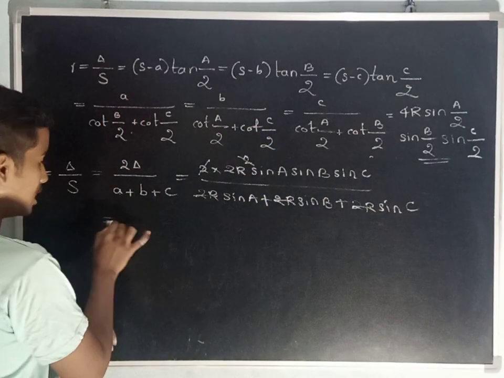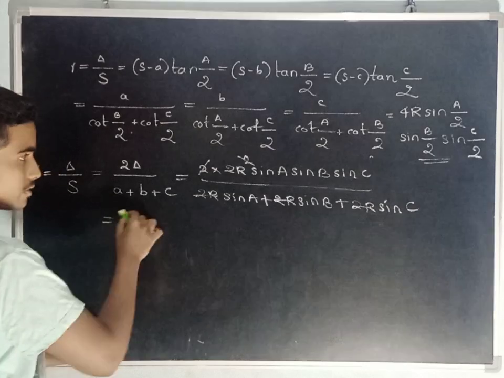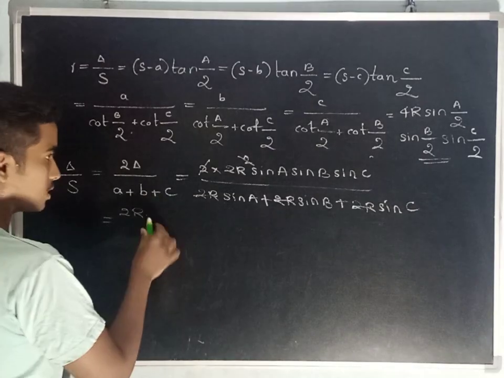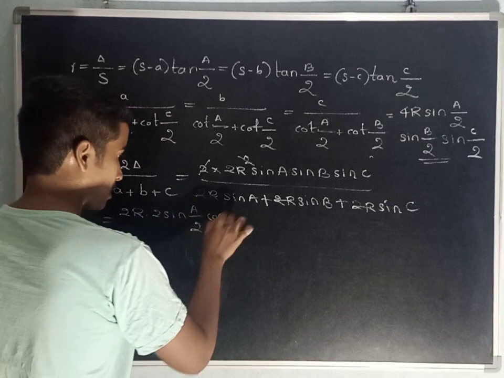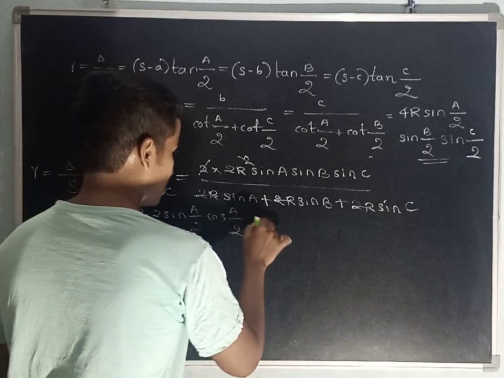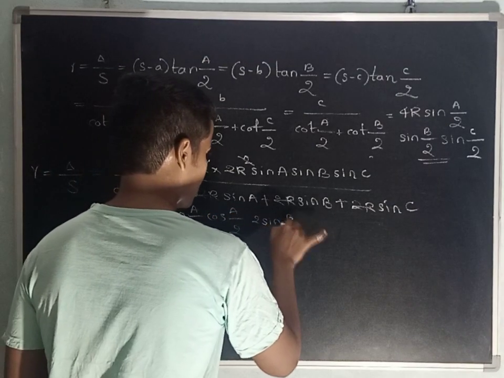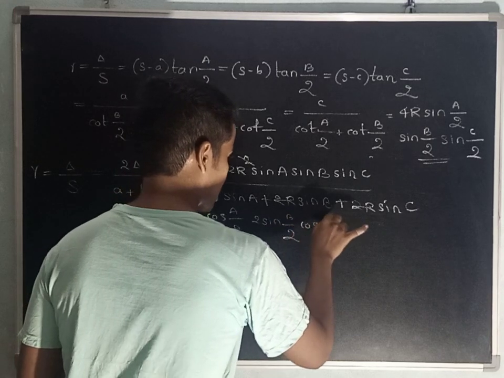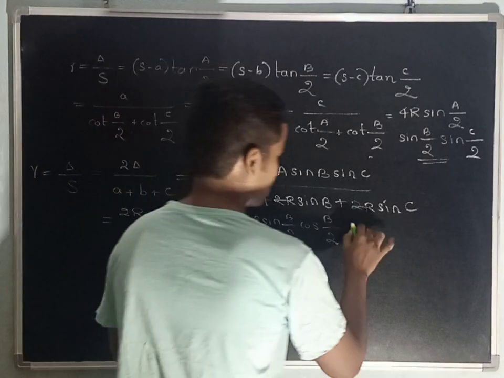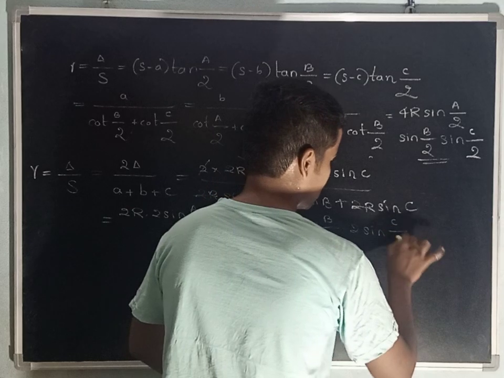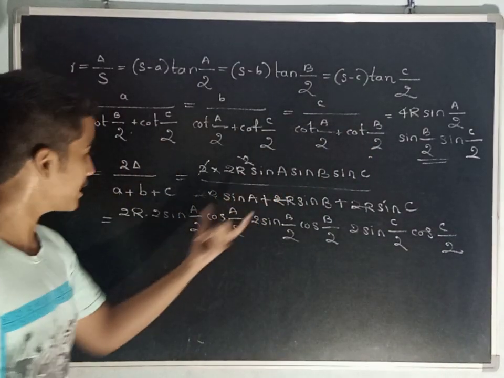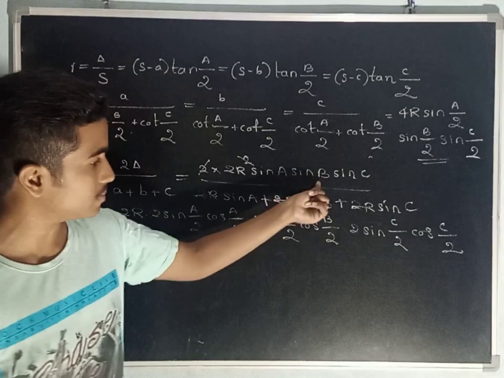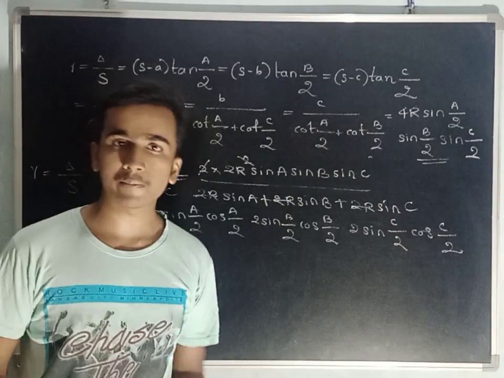This gets cancelled. Finally, we are going to get 2R into 2 sin A by 2 cos A by 2, 2 sin B by 2 cos B by 2, into 2 sin C by 2 cos C by 2. The sin A can be written as 2 sin A by 2 cos A by 2. Similarly, sin B and sin C. Okay?